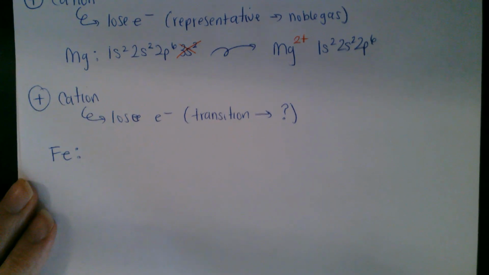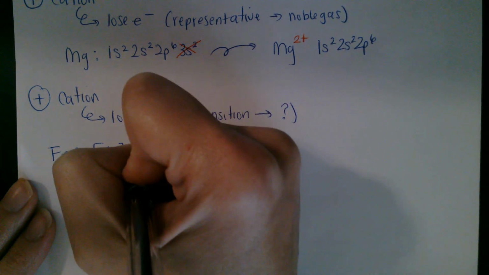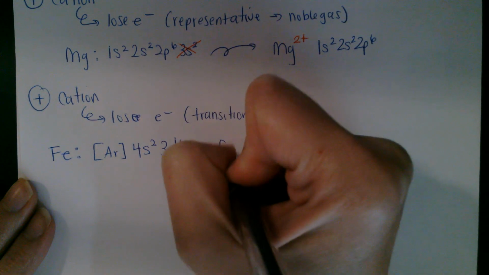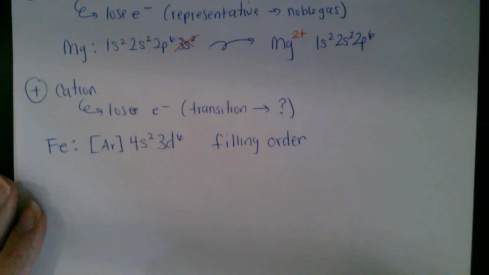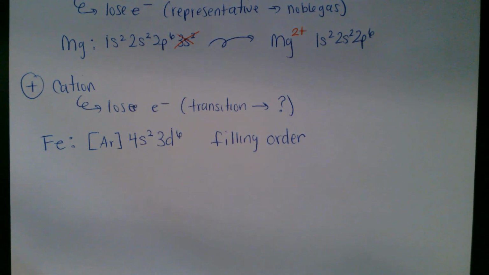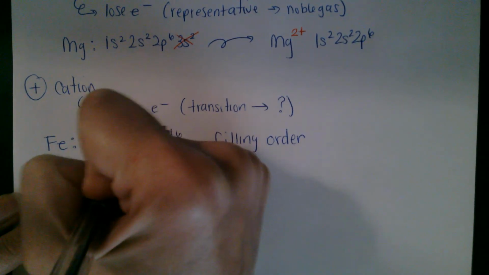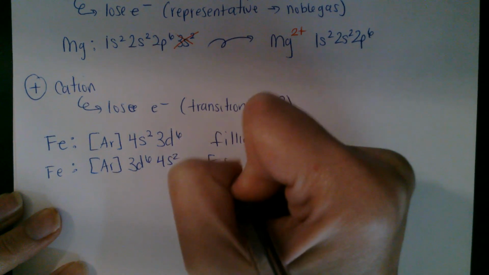So let's look at iron. Iron is argon, and after we fill argon, we go 4s2, and then we have 3d6. This is the filling order. Okay, so this is important. We are now looking at removing electrons or creating cations, so we want to have this in energy order. The electrons that are ionized first are the ones at higher energy. So if we put this in energy order, we still have the argon, but now we're going to swap: 3d6, 4s2. This is for energy.